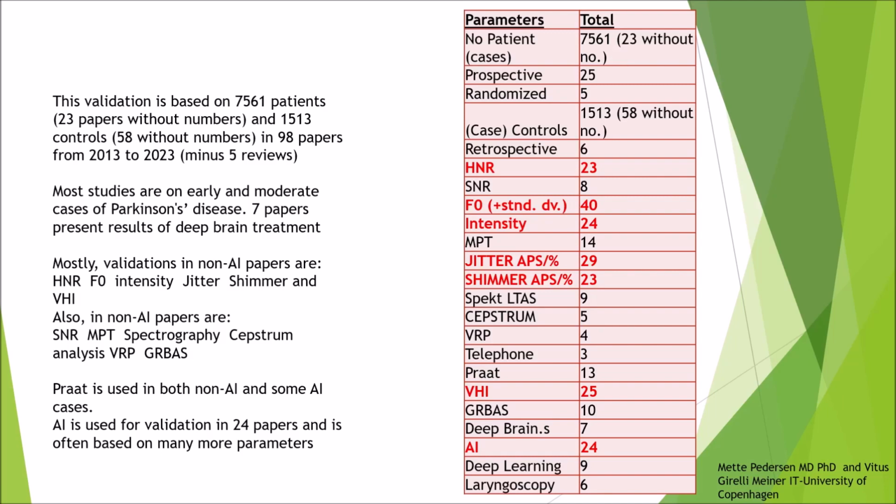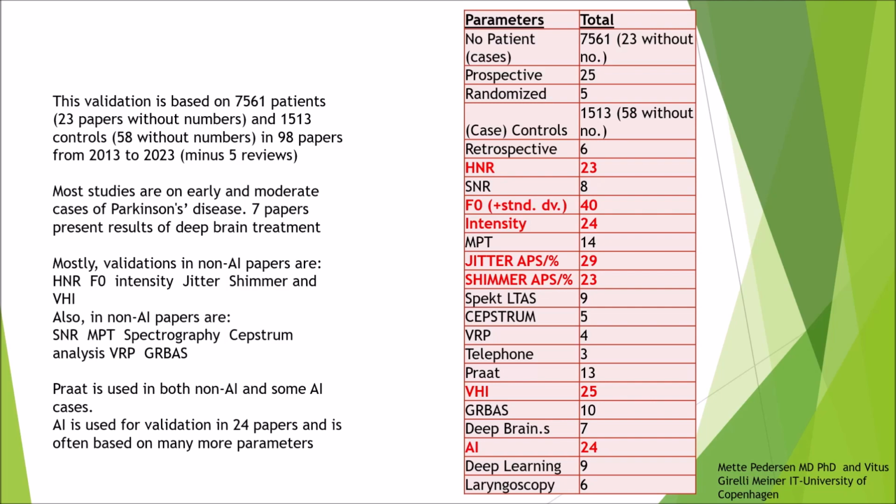This validation is based on 7,561 patients, 23 papers without numbers, and 1,513 controls, 58 without numbers, in 98 papers from 2013 to 2023, minus 5 reviews. Most studies are on early and moderate cases of Parkinson's disease. 7 papers present results of deep brain treatment.